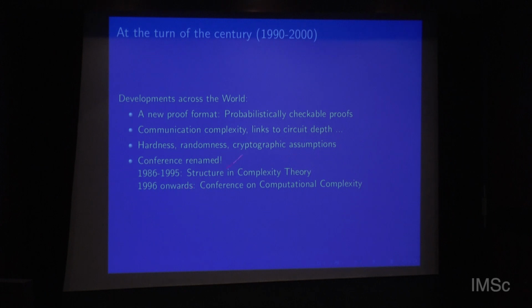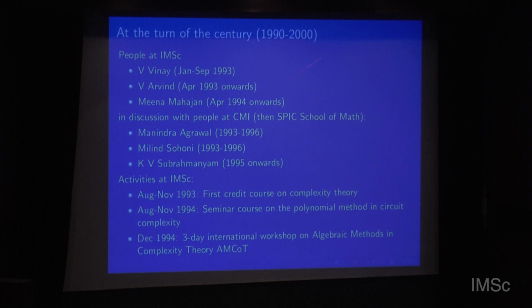And there was a lot more which was happening in complexity theory, which is not quite adequately represented by this word structure. So the conference got renamed Conference on Computational Complexity, which is what it is known even now. So against this backdrop, now things started happening in IMSc.